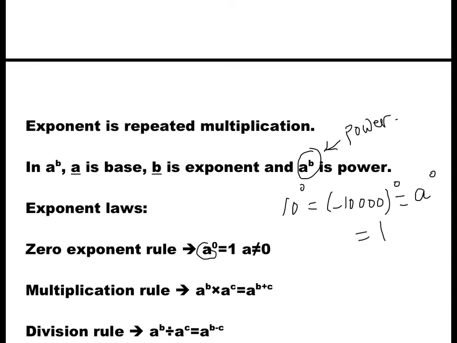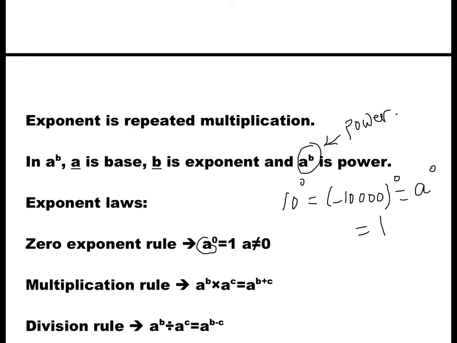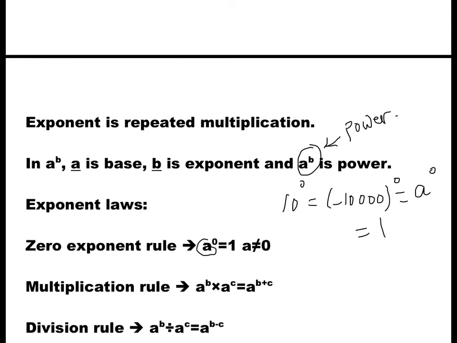Now, rule number 2, very important. When you are multiplying powers, if the bases are the same, then you add the exponents. As long as the bases are the same, you just add the exponents together. This means that if I have 2 exponent 3 times 2 exponent 4, the answer is 2 exponent 3 plus 4, which is 2 exponent 7.